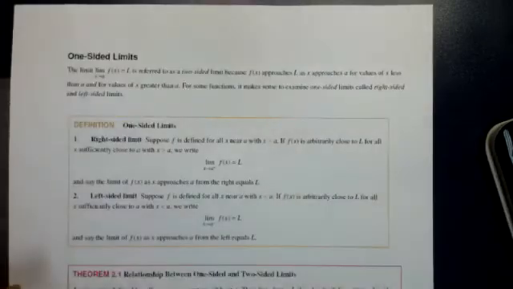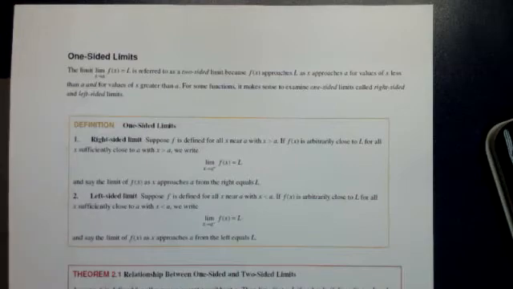All right, last we'll look at one-sided limits. So here the limit as x approaches a of f of x equals L is referred to as a two-sided limit because f of x approaches L as x approaches a for the values of x less than a and for the values of x greater than a. For some functions, it makes sense to examine one-sided limits called right-sided and left-sided limits.